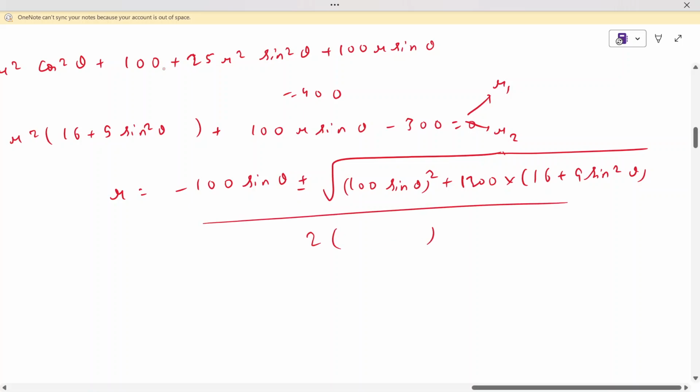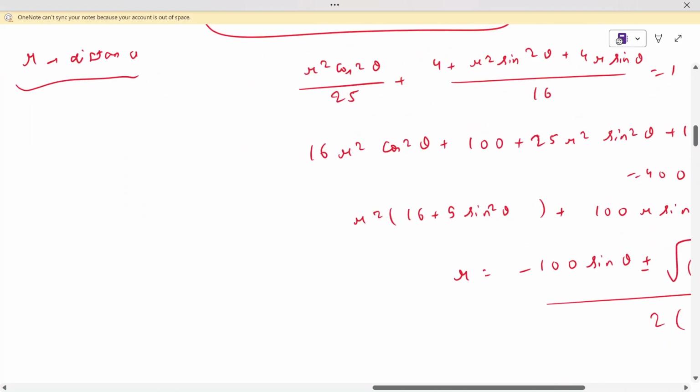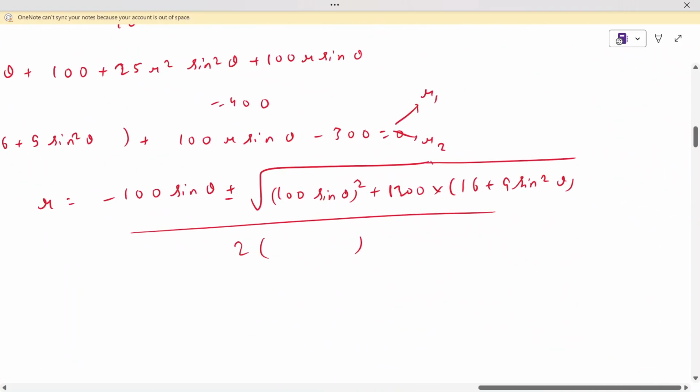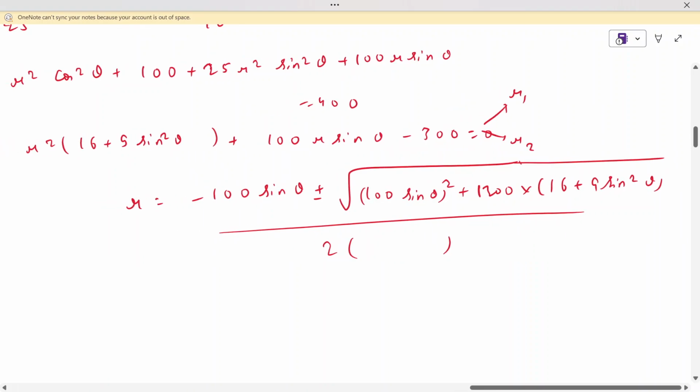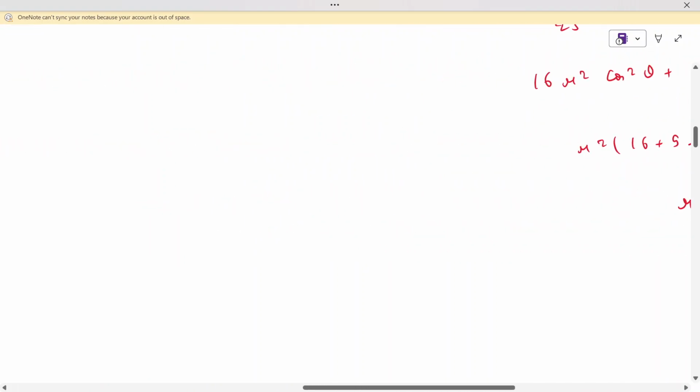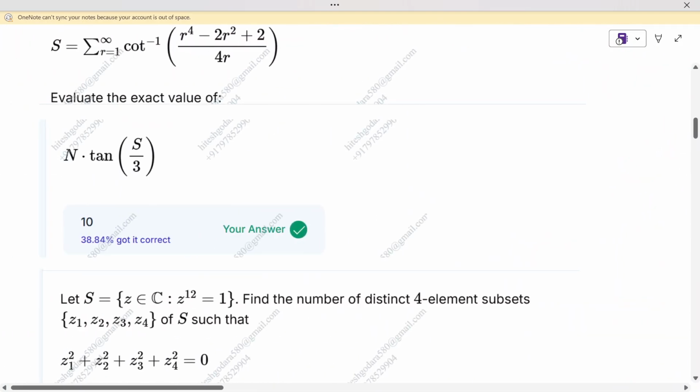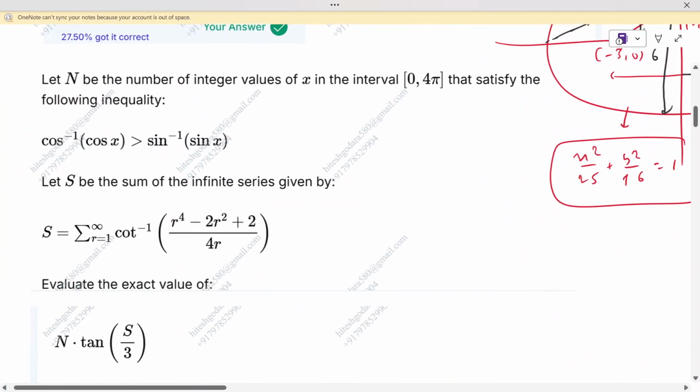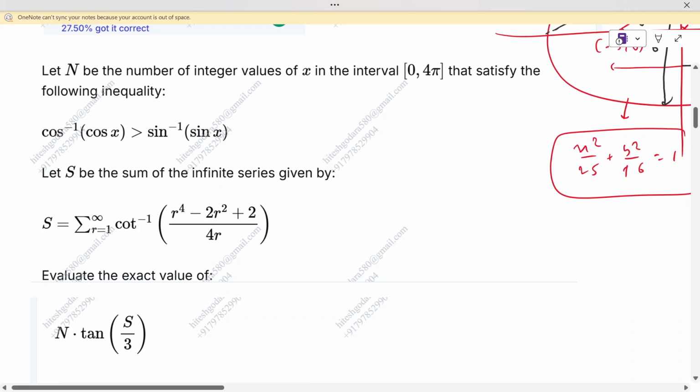This is not easy to maximize and minimize, I guess. Okay, fine. We'll get to this one; let us drop this for a while and move forward. Let us not attempt so many questions.